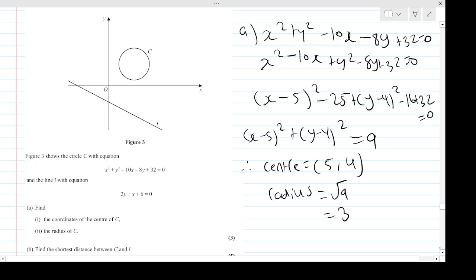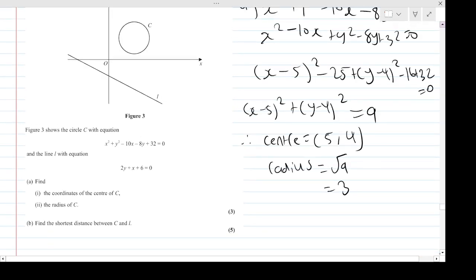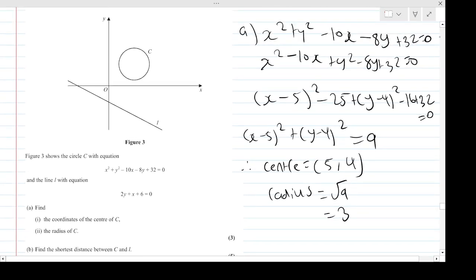Cool. Okay, then part B, the interesting part, it says find the shortest distance between the C, the circle, and the line L. Okay, so we haven't explicitly done a scenario like that. So what that means is the shortest distance, so obviously the distance between the line and the circle, we want the shortest distance, so that's going to coincide with, well, it's going to be roughly that point there, and it's going to be roughly that point there. That's going to give us the shortest distance, right?